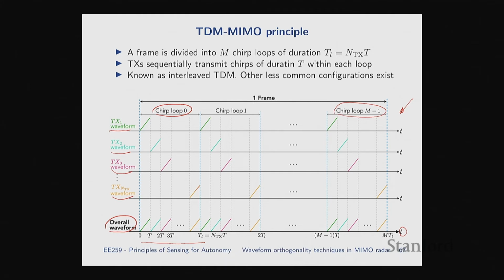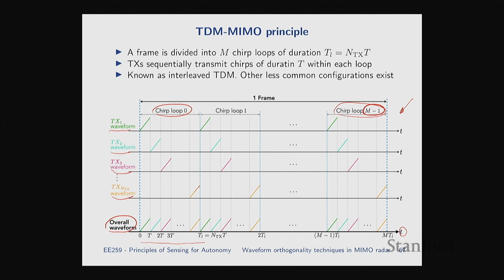First one is, of course, it makes your frame time longer, right? Because now we are time multiplexing between different TXs. So to send the same number of chirps, to keep this M constant, same number of chirps per transmit antenna, if you do TDM, now your frame takes a factor of NTX longer. So if you have 10 TXs and you TDM MIMO them, then your frame time becomes 10 times longer, which means your frame rate is dropping by a factor of 10. Right? So that's the first trade-off. Everything becomes slower because you're sharing time.